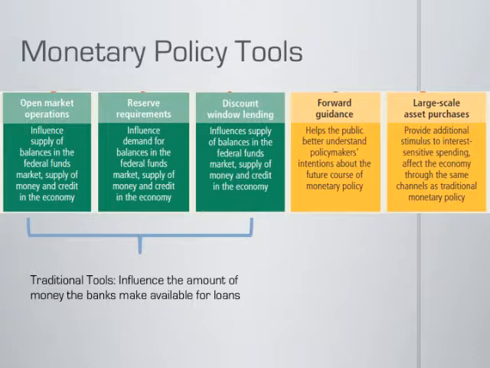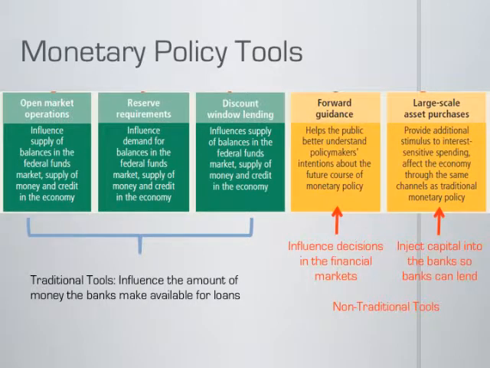So the Fed is able to influence the bank to make loans or not make loans, and influence the interest rates there. Now the next two items here are what they call the non-traditional tools. The first one is called forward guidance. The explanation here is cryptic government language, but it helps the public understand policymakers' intentions about the future course of monetary policy.